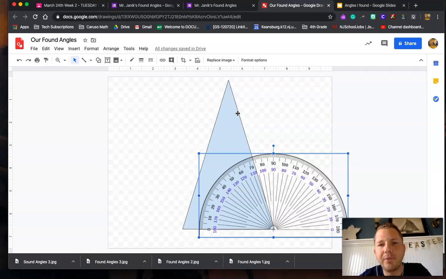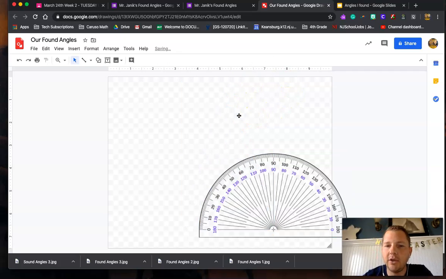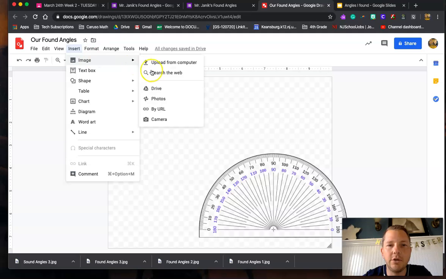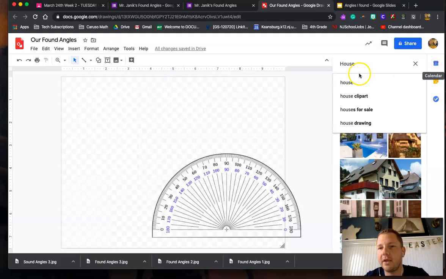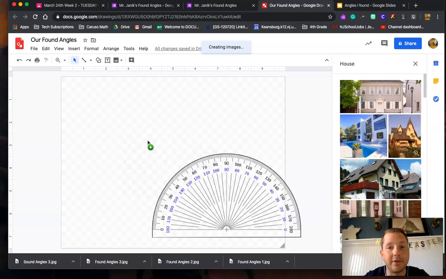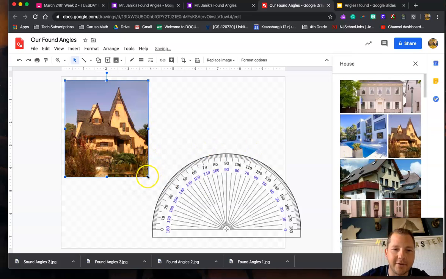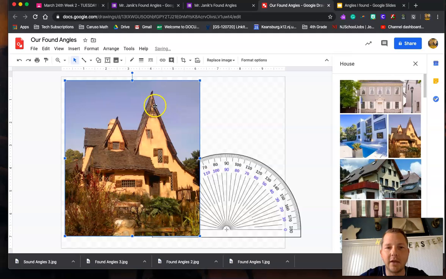Hope you remember. And then you could also go out and find an image, but if you can't, you could just insert from the internet. Insert image. Let's search the web. I typed in the word house. I used this house. Please don't copy the same house that I did. Try to find something different. I like this one because it had a bunch of steep angles on there.